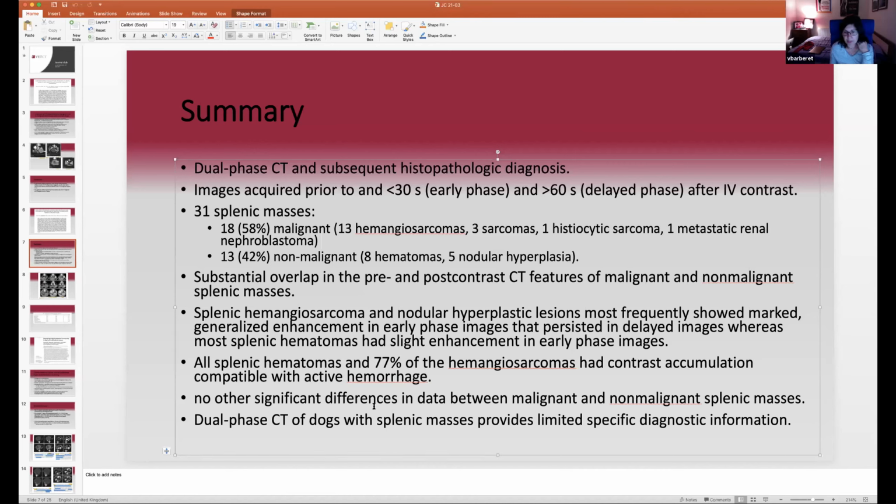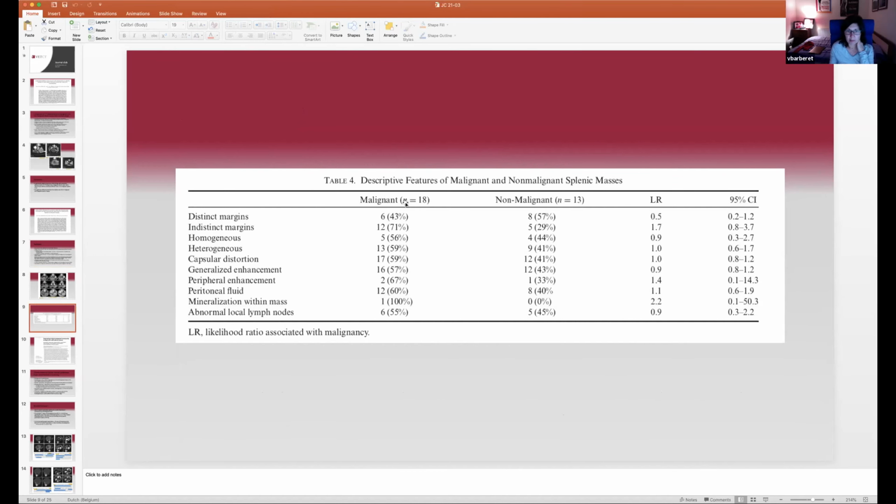Yeah, and all the other criteria they used were also not statistically significant. When you see the table they made with all the criteria, whether the margins were distinct or indistinct, you can see a fair proportion in each type, homogeneous versus heterogeneous, quite the same amount. The generalized enhancement, the peripheral enhancement, even the peritoneal effusion, they didn't have a statistical difference with that.